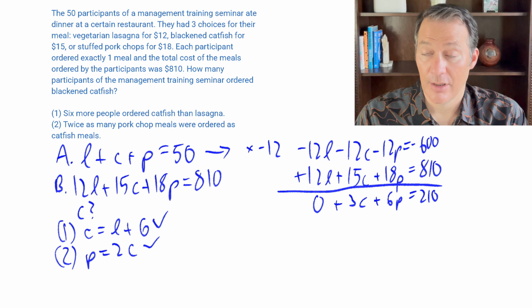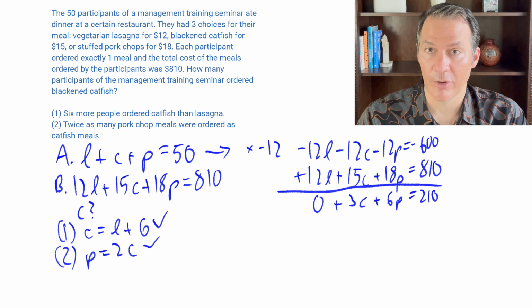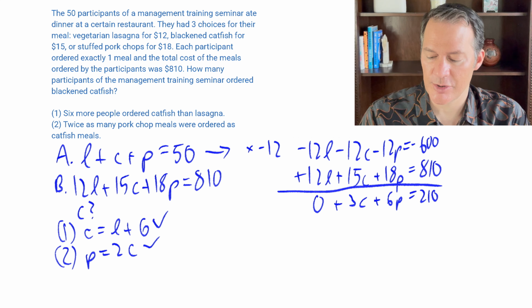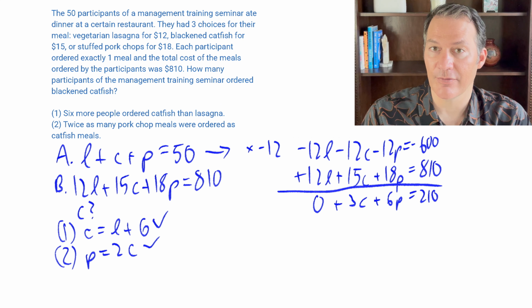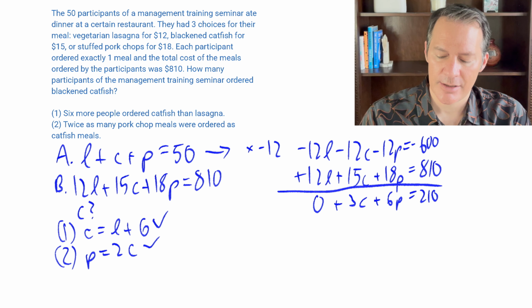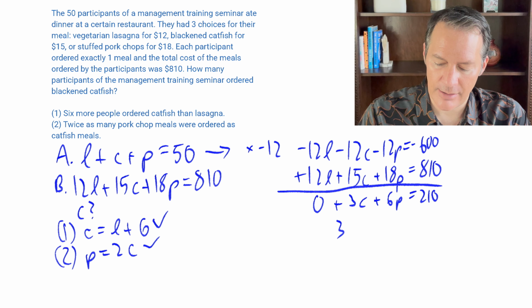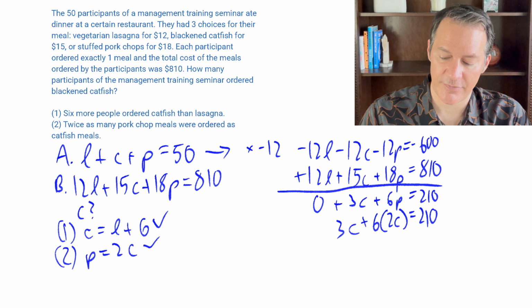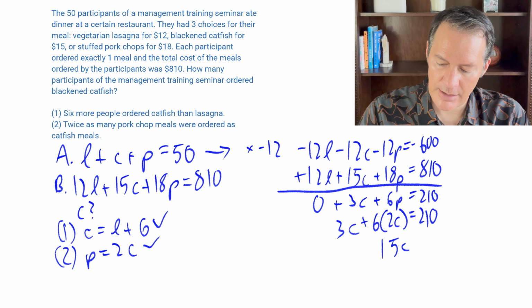This is actually kind of nice. Now we've gotten rid of one variable, we got rid of L. And statement 2 tells us P equals 2C, which matches the variables we have left. So we can say 3C plus 6 times 2C equals 210. Now we can work this out: 6 times 2 is 12, plus 3 is 15. So we have 15C equals 210, and that works out to C equals 14.